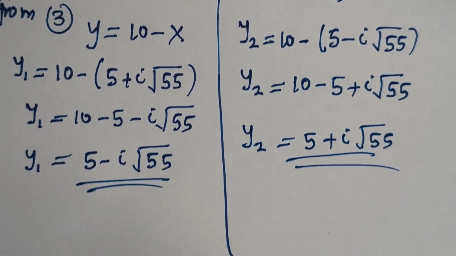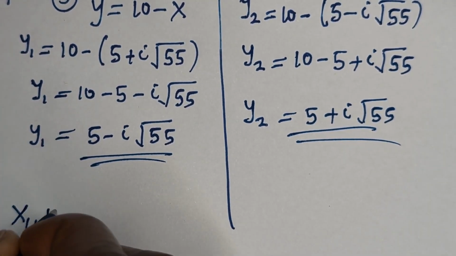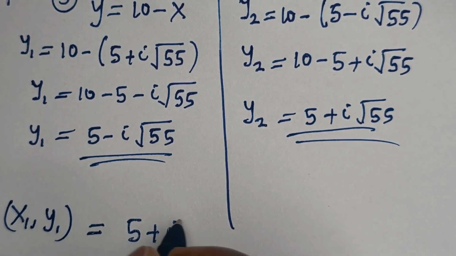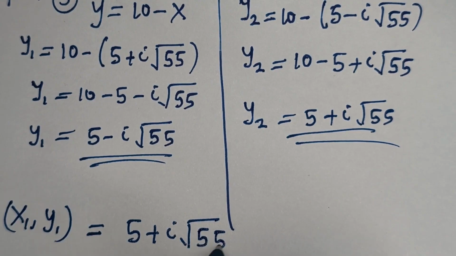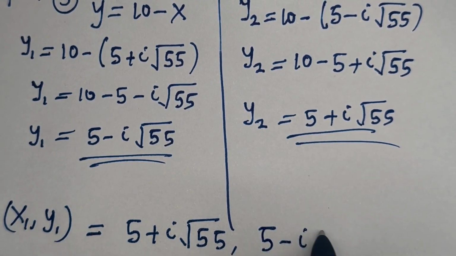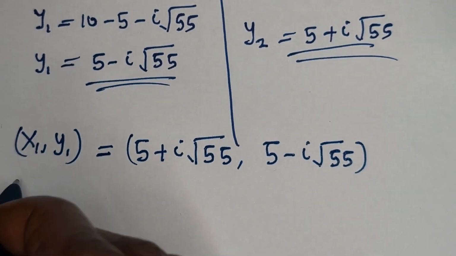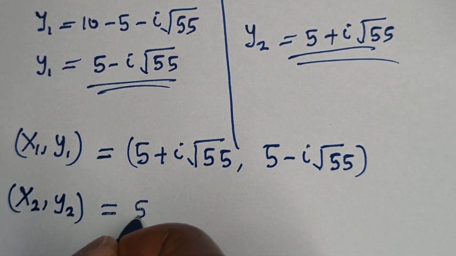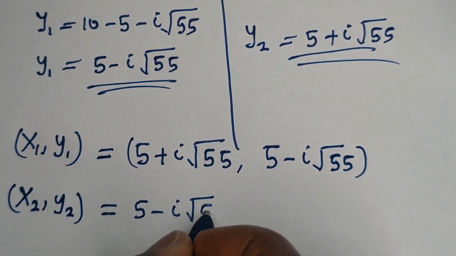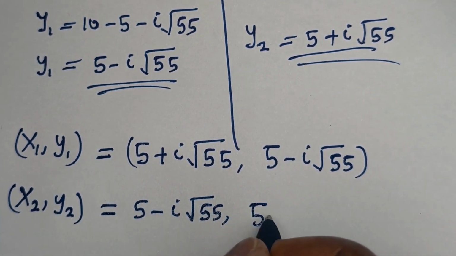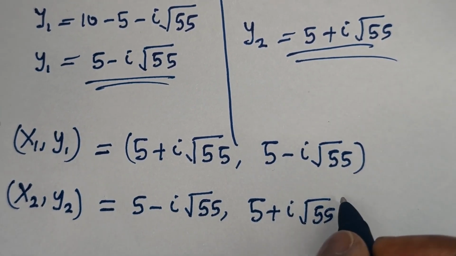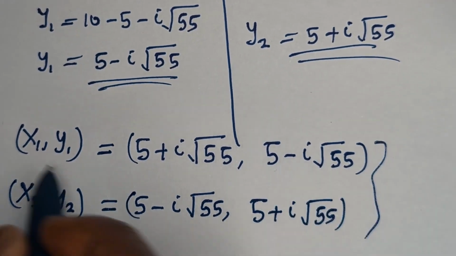Therefore, our final answers are x1, y1 is equal to 5 plus i square root of 55, 5 minus i square root of 55. x2, y2 is equal to 5 minus i square root of 55, 5 plus i square root of 55. These are the final answers.